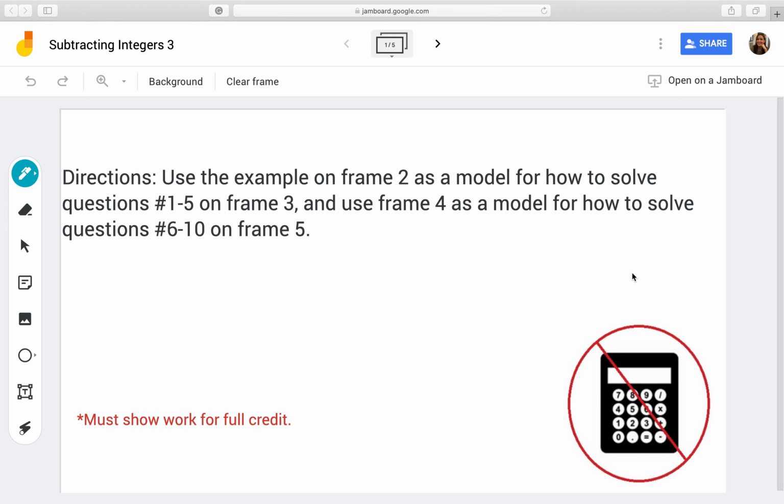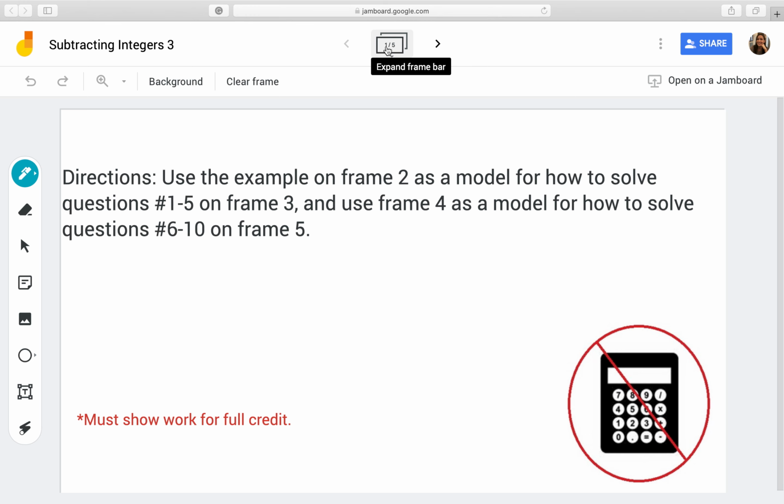Let's look at this assignment together. The directions say to use the example on frame 2 as a model for how to solve questions 1 through 5 on frame 3, and use frame 4 as a model for how to solve questions number 6 through 10 on frame 5. So this is called a Jamboard, and Jamboard has frames.